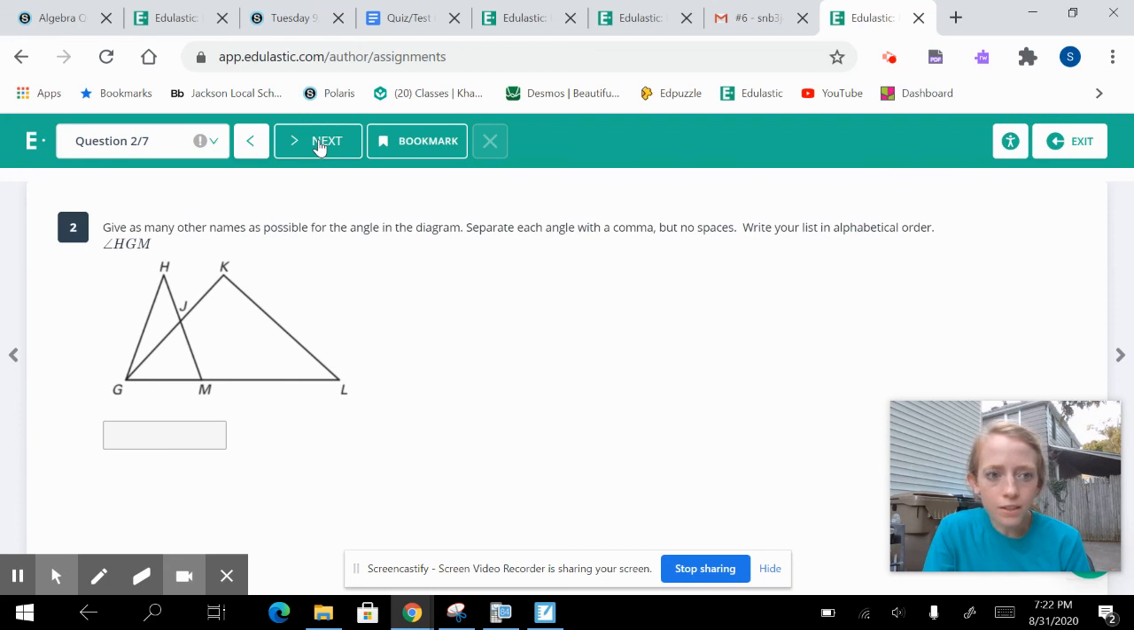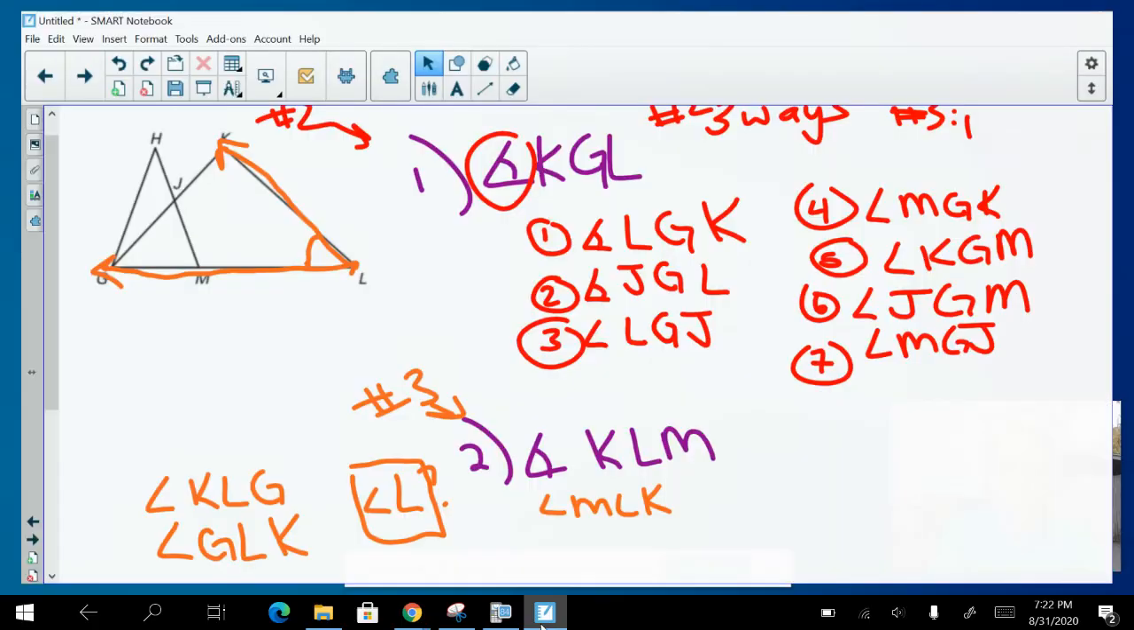There goes the dog. So HGM. And then this one is KJM. So KJM. Yes, in fact, there's only one other way you could name that angle. Okay, just making sure that I'm thinking about the right problem.